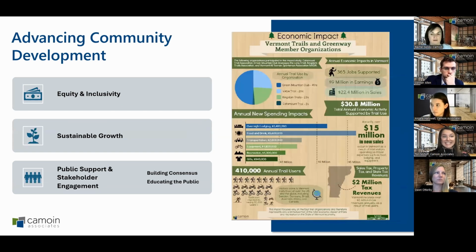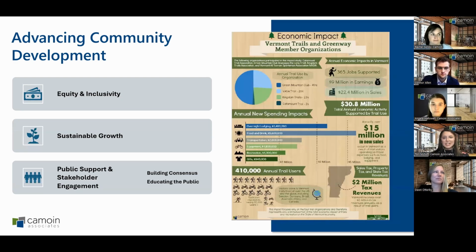Now, all of these things tie together to advance community development. Overall, impact studies help advance community development by showcasing where development is occurring across a region and where projects are being concentrated. Economic impact studies also help identify economic disparities and allow policymakers and economic developers to design more inclusive development strategies, really focusing on equity and inclusion as we think about developing our communities.